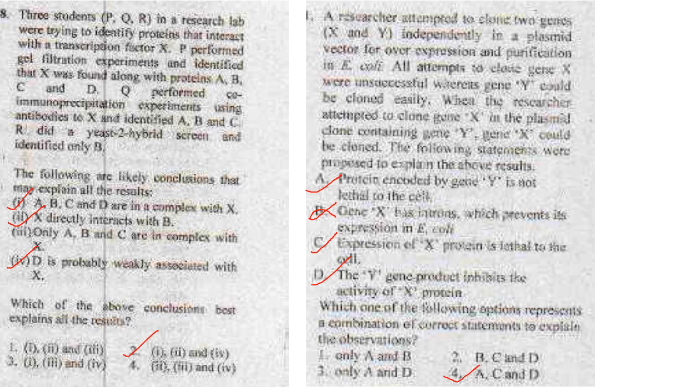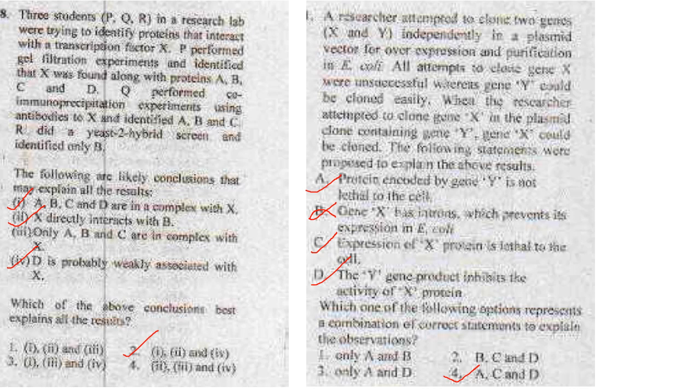Now, proteins encoded by gene Y is not lethal to the cell. That is correct. That is why you could clone Y easily, and not X. Then, gene X has introns which prevents its expression in E. coli. That is also not correct. Sorry, B is not correct.